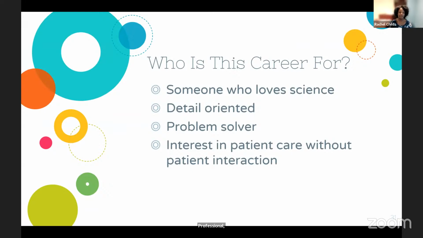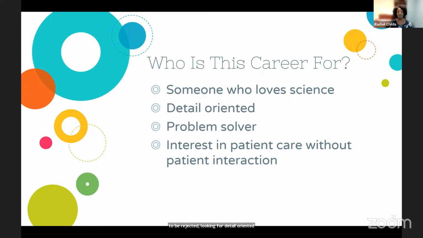So we definitely are looking for someone who loves science, of course. In medical lab science, as well as most healthcare professions, we're looking for detail-oriented individuals. So like I mentioned with the test analysis, we need to make sure that sample is of good quality. And it takes someone who is detail-oriented to sometimes pick out different things that could be potentially wrong with that sample where it would need to be rejected. Looking for detail-oriented individuals as well.